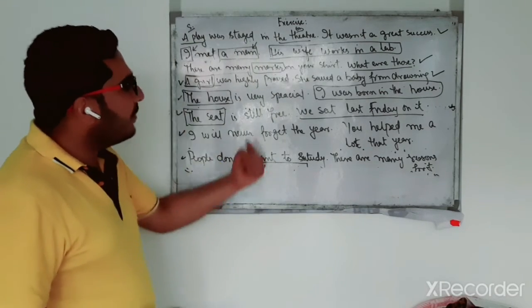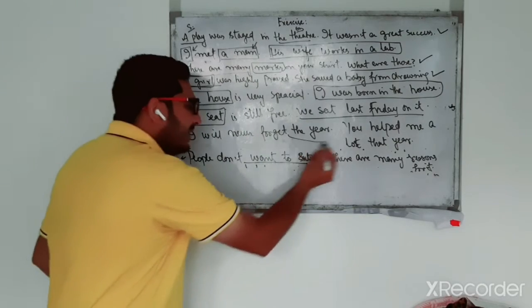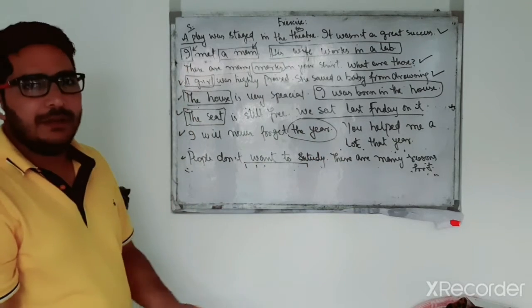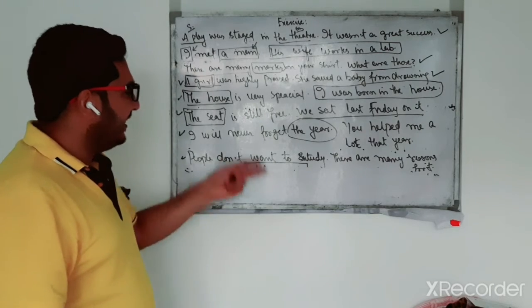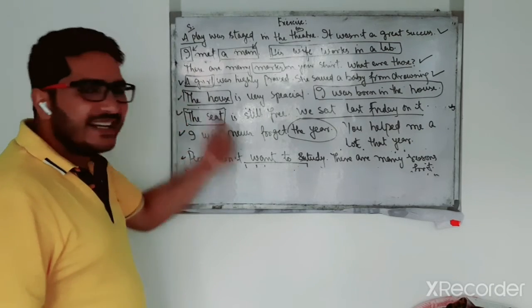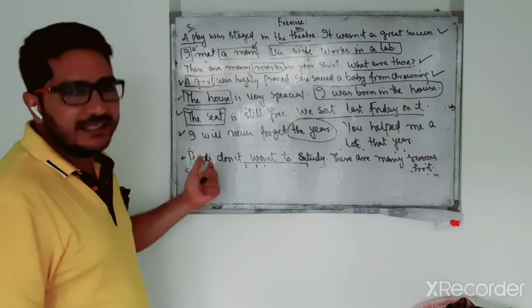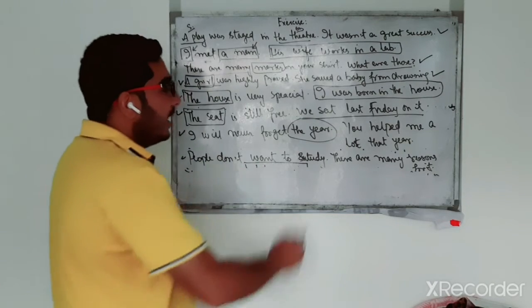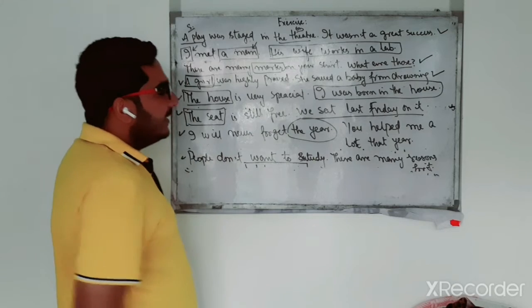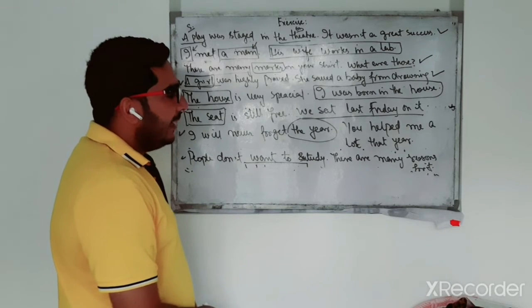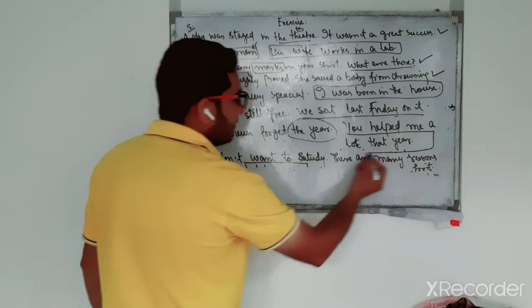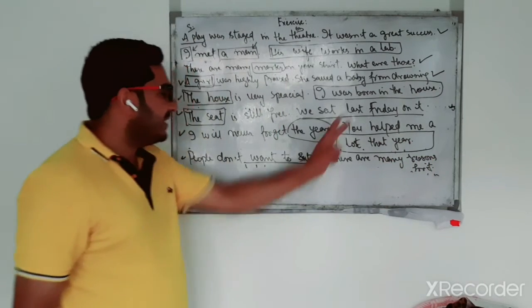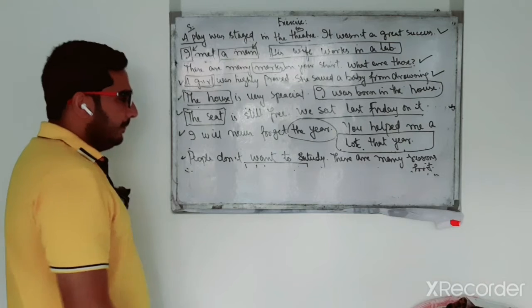Then, I'll never forget the year. Simply time. It talks about time. When there is a year, month, week, etc., it indicates time. When there is any resting place, it indicates place. So, I'll never forget the year. You helped me a lot that year. This sentence talks about the year.